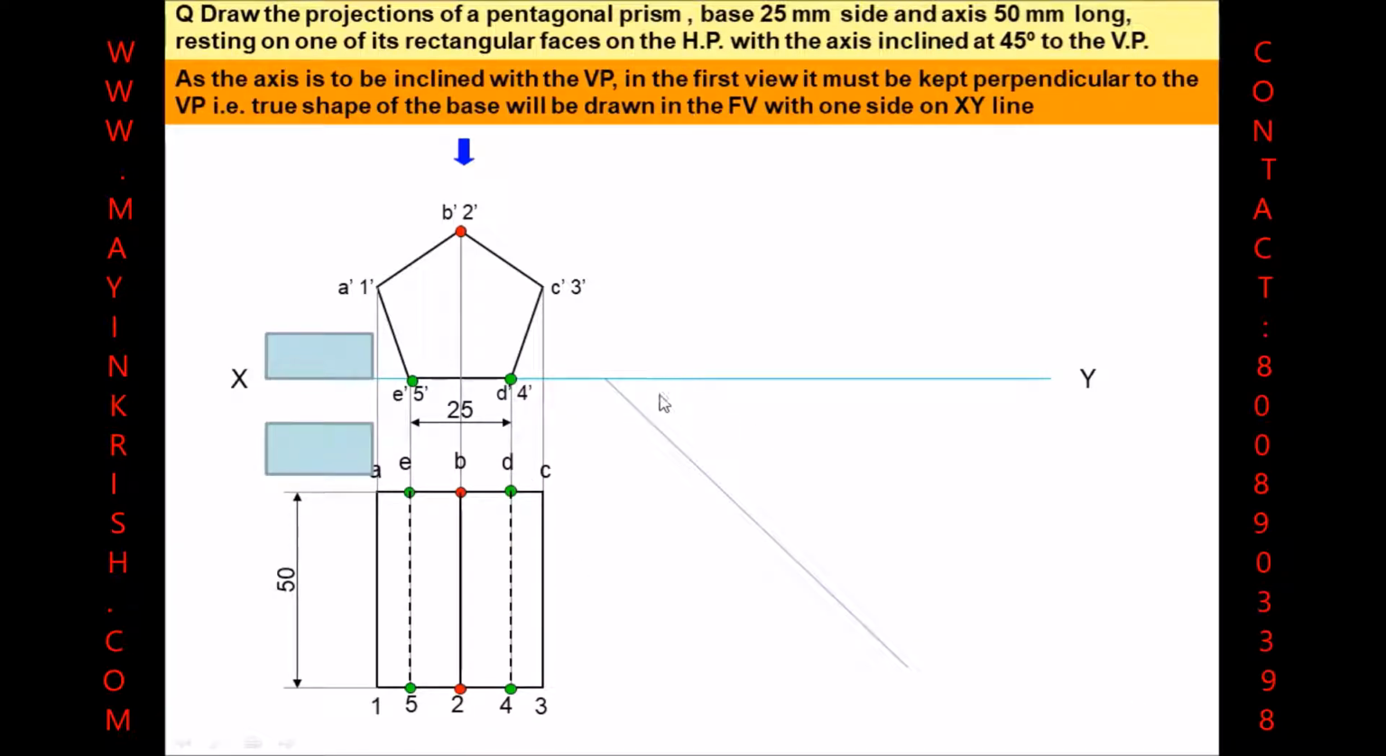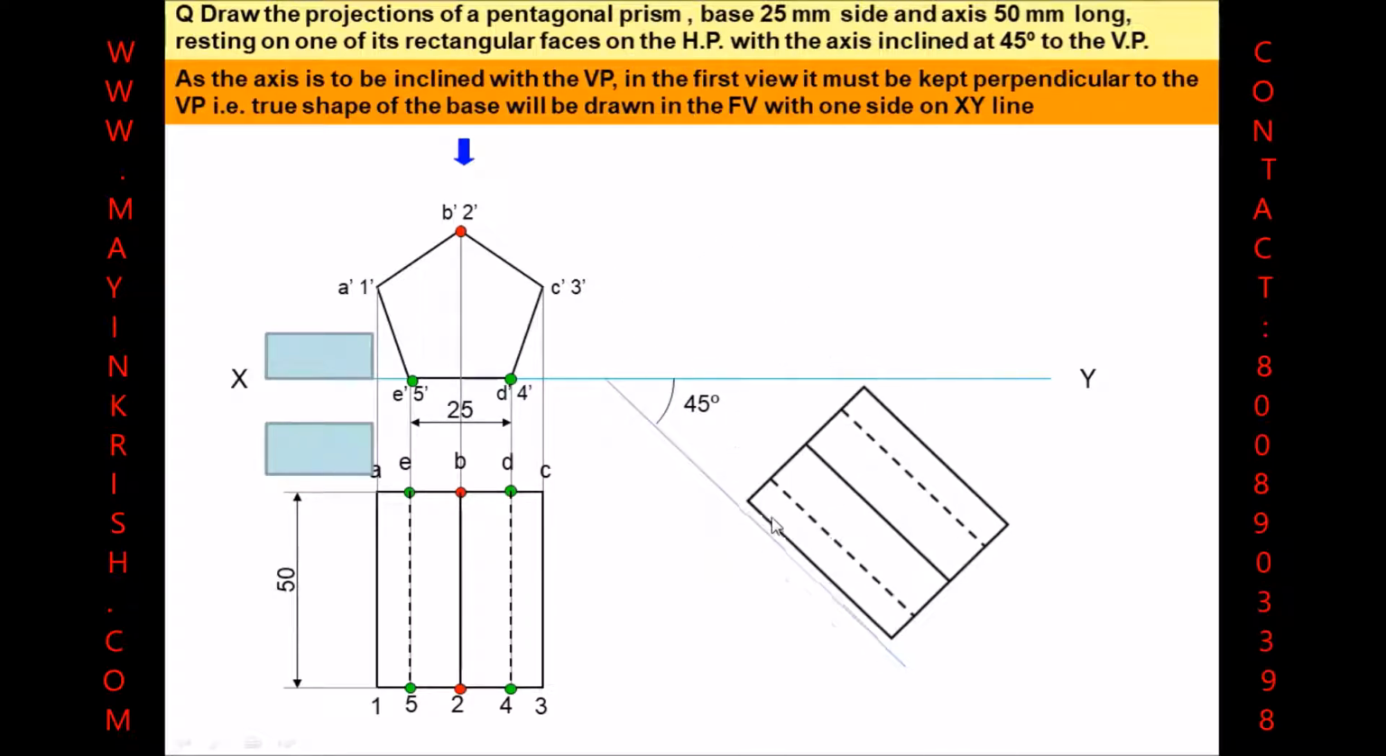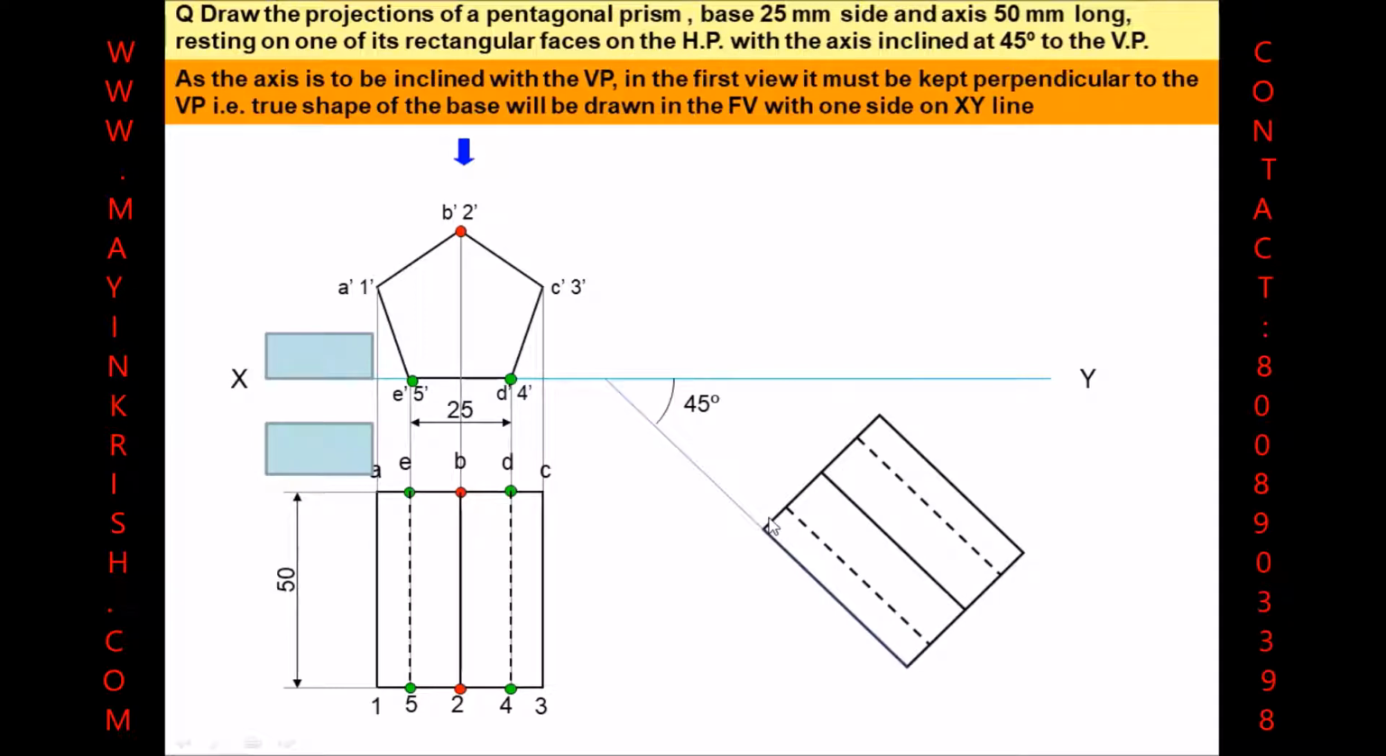If we have a line at any point of the XY with an angle of 45 degrees, we are going to place the rectangular prism on that 45 degree incline. It says the axis is inclined at 45 degrees to the VP. Actually it has to be represented on the axis, but we are going to represent it at any one of the longer edges, because the axis is parallel to all the longer edges in a prism, so we can place the 45 degree on any one of the longer edges.